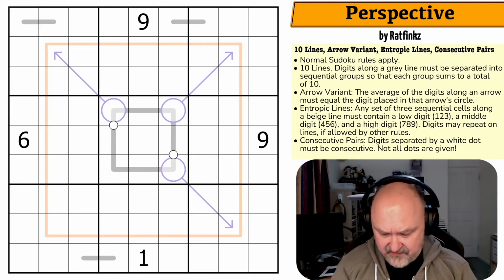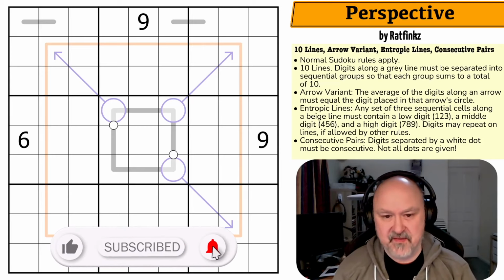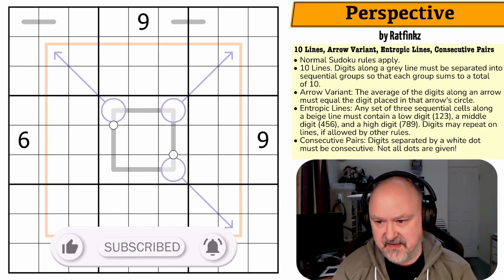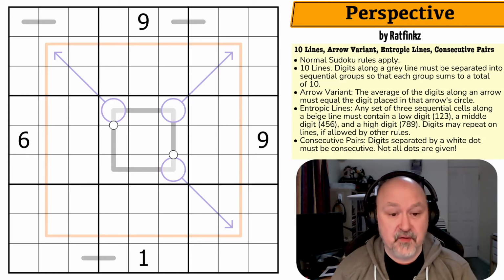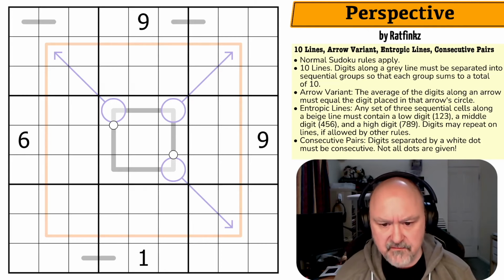I'm in the middle of a marathon puzzle recording session. This is Perspective by Ratfinkz, something I have lost completely. I have absolutely no perspective right now, but hopefully I can solve this puzzle. This was a recommendation, but Ratfinkz has been a big-time supporter of the channel, so I am looking forward to doing this puzzle quite a lot.